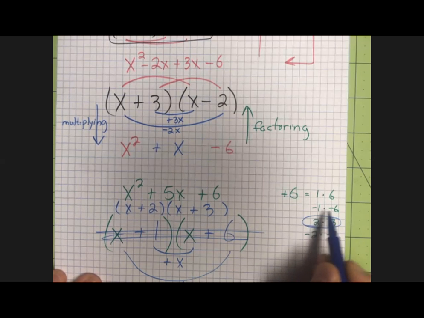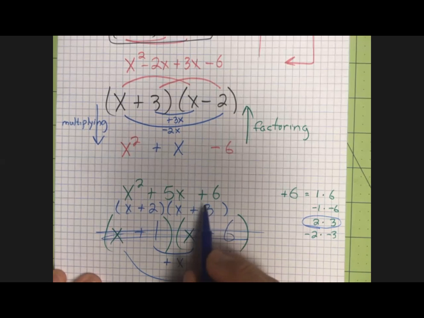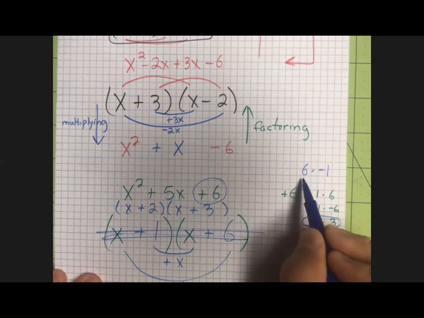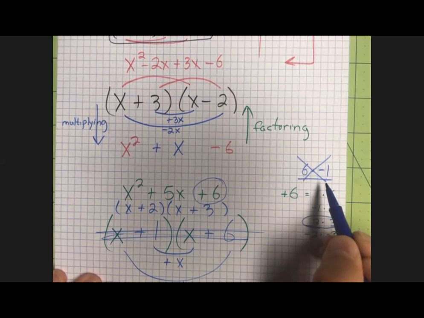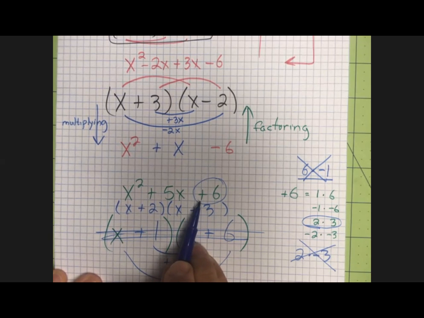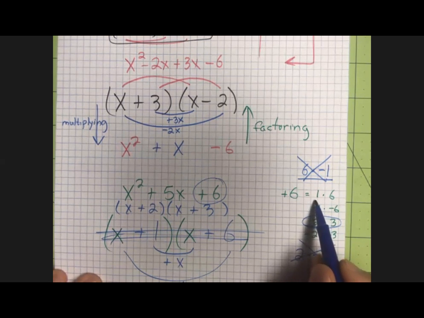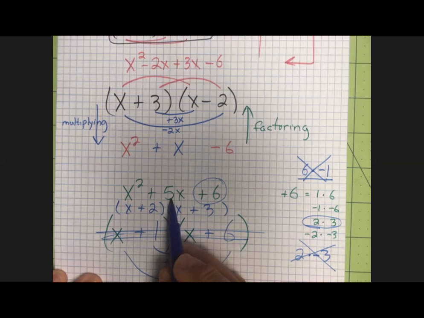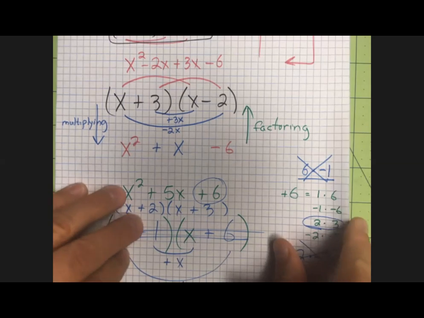And you can use this minus minus plus plus pattern to help you. Do you know that if you had a plus 6 here, you cannot have 6 times minus 1? That would equal minus 6. You can't have 2 times minus 3. That would equal minus 6. When you see this plus sign here, it's going to be either 2 positives or 2 negatives. And then I want to have the middle pieces add up to 5.